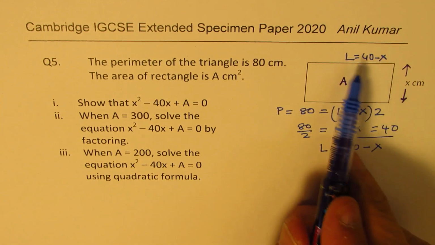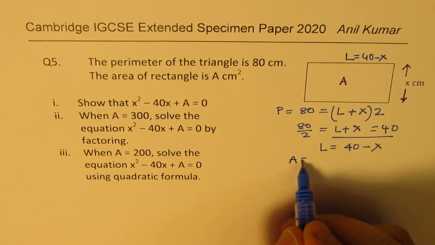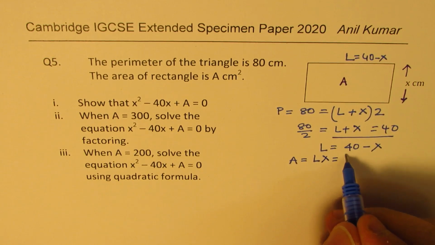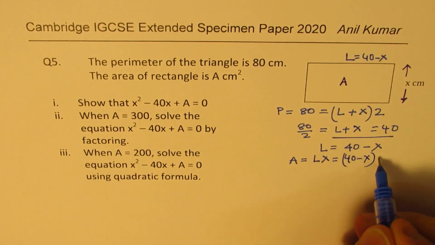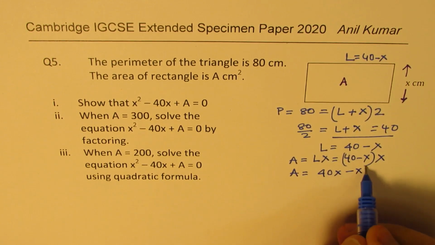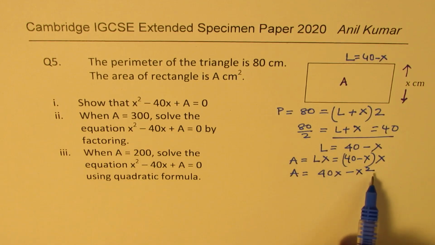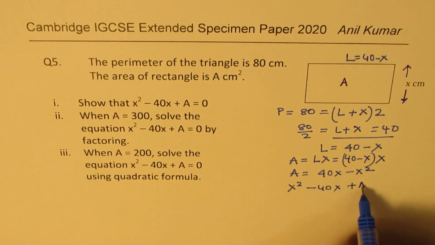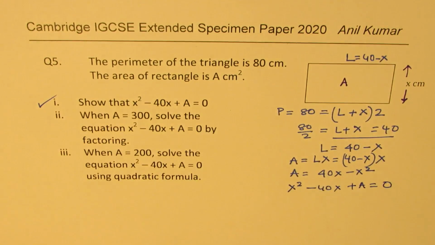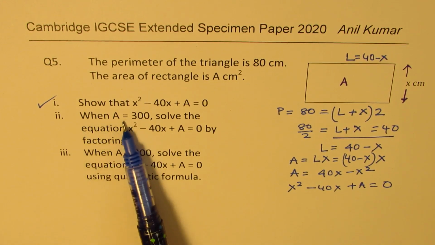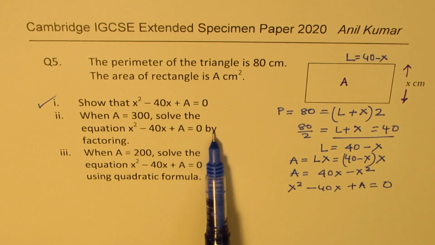Now if that is the length, what is the area? So in that case, area should be equal to length times X, right? Which is 40 minus X times X. So that gives you area equals 40x minus x squared. Now this you could get by bringing all of them together. So if you bring it to the left side, you get x squared minus 40x plus A equals 0. And that is how we could actually show this. Correct?